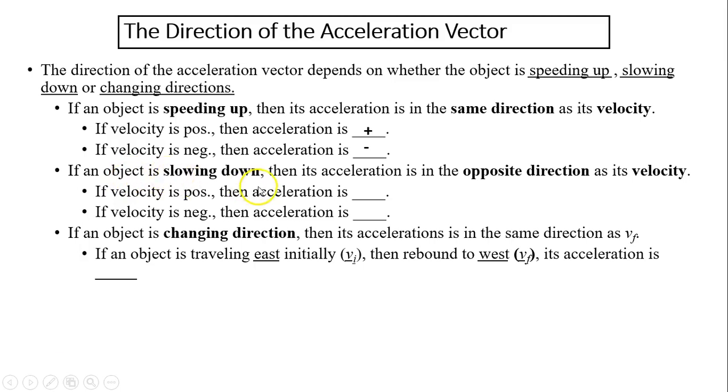If an object is slowing down, then its acceleration is in the opposite direction as its velocity. So if velocity is positive, since they have to be opposite, acceleration has to be negative. If velocity is negative and they have to be opposite, acceleration has to be positive. If an object is changing direction, then its acceleration is in the same direction as the final velocity. For example, if the object is traveling east and rebounds to west, the acceleration is the same as the final. Final is west, so acceleration is west.